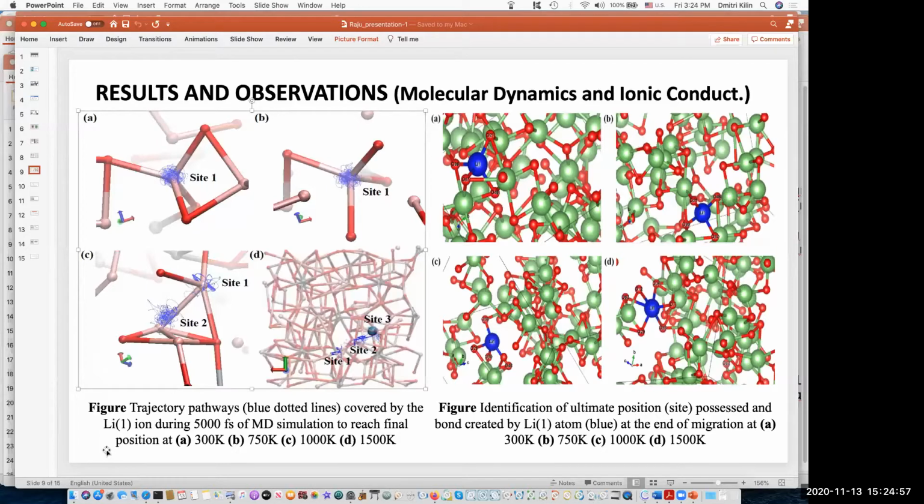So from the molecular dynamics, in the movie, we showed that the initial position was at site 1. At 300 and 750 Kelvin, we increased the temperature to 750 and we see it still retains its original position. It didn't move. So we further increased the temperature and we see that at 1000 Kelvin, it makes a movement from site 1 to site 2. And with a further increase at 1500, it makes a further movement from site 2 to site 3.